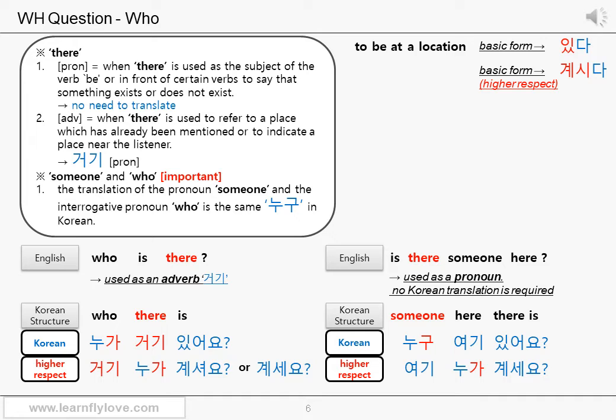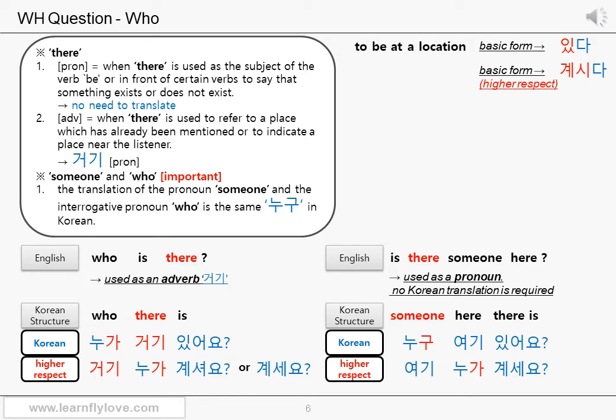itself. However, when there is used to refer to a place which has already been mentioned or to indicate a place in order to draw someone's attention to it, it's regarded as an adverb in English. And you use 거기 as a Korean translation. 거기. It's a pronoun in Korean, but it doesn't really matter if it's a pronoun or an adverb. Anyway, the content of this page is a bit confusing. Therefore, you should listen to our explanation here over and over again until you understand and remember this crystal clear. Okay? Let's see the next word in the vocab box. This one is also very important.